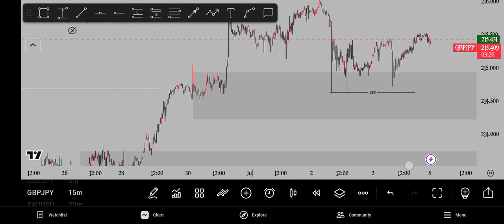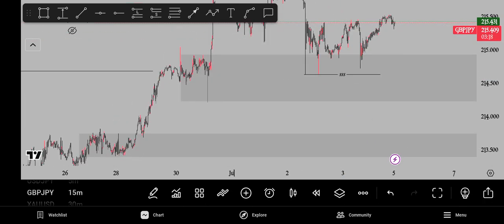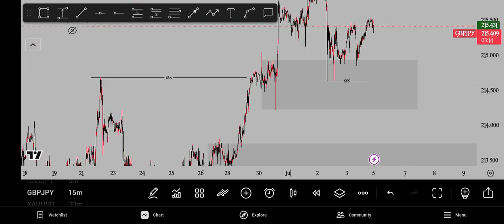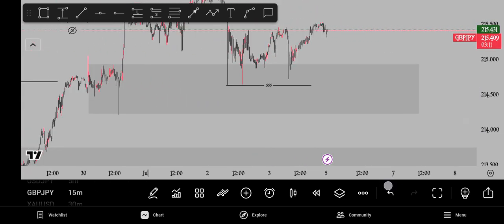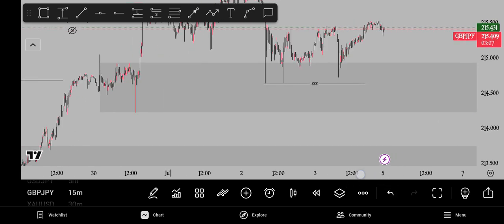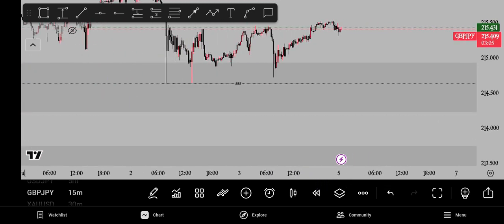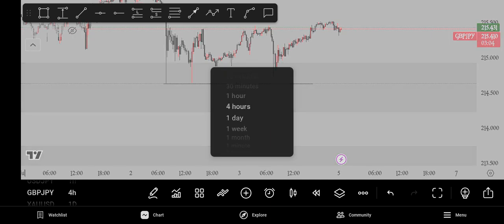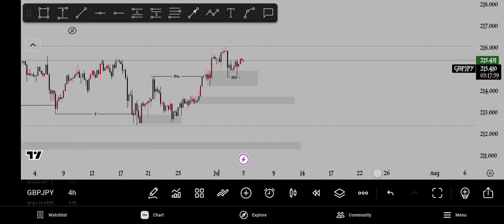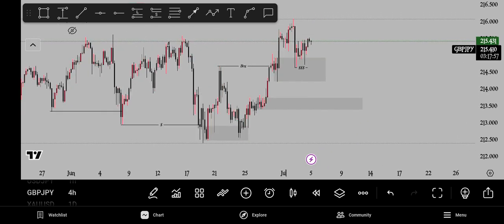Or price runs through these lows and comes to tap this demand that is below here. But for now we are still bullish, though there's no confirmation yet on GBP JPY.